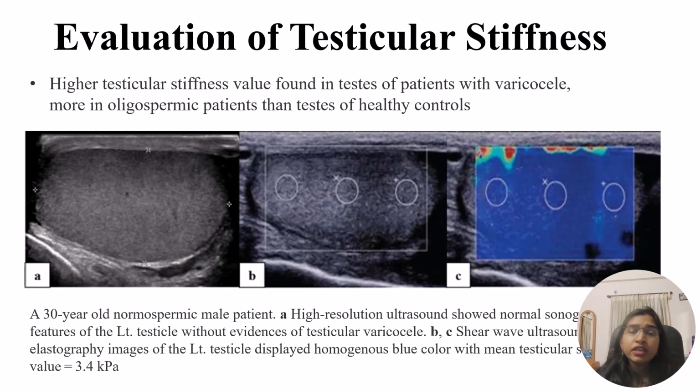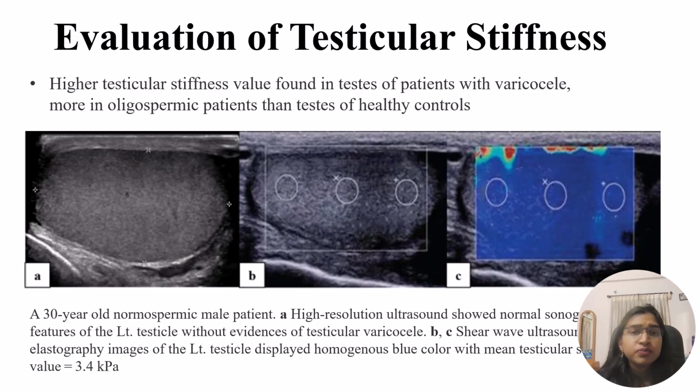Now we can evaluate the testicular stiffness. Higher testicular stiffness values are found in patients with varicocele. If there is high testicular stiffness, that means there is less spermatogenic potential, so it is more in oligospermic patients than in the testis of healthy controls.